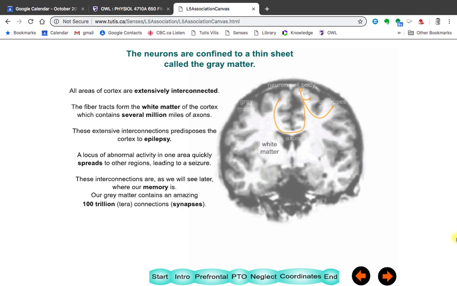Now, to connect all these 100 billion neurons, we have these axons, and that's located in what's called white matter. So this white stuff is where all the wiring occurs. So you can see some wires will go from V1 to V2, some from V1 to, let's say, MT, and others across the corpus callosum to the other side.